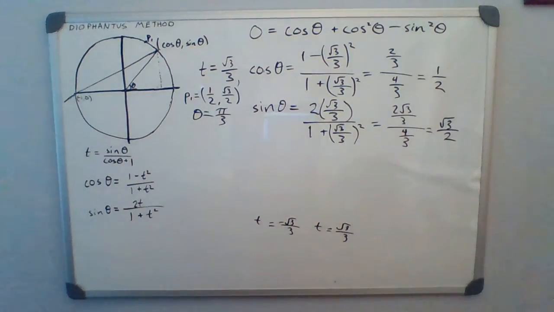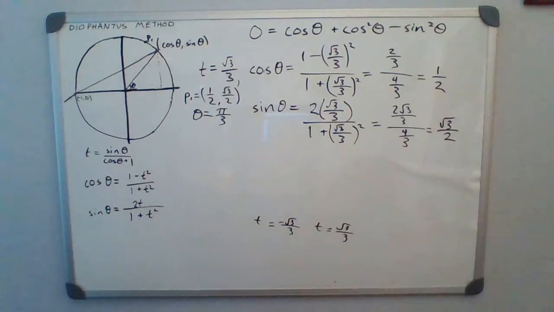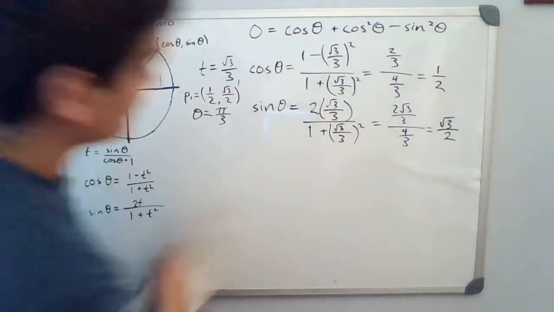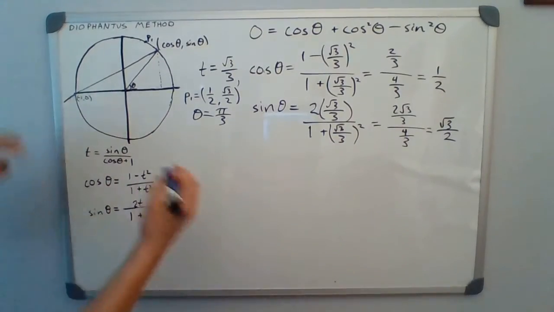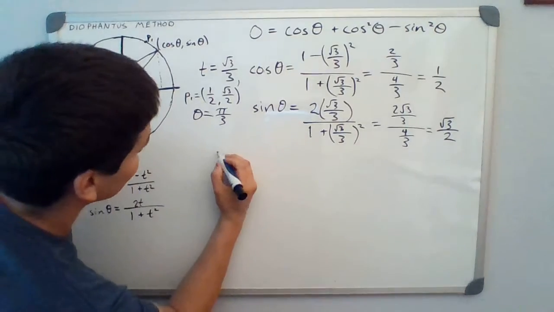Alright, and similarly with the negative square root of 3 divided by 3, we could show that as well. I'll just, how much time is this? It takes 9 minutes. Well, alright, fine, I'll just do it.